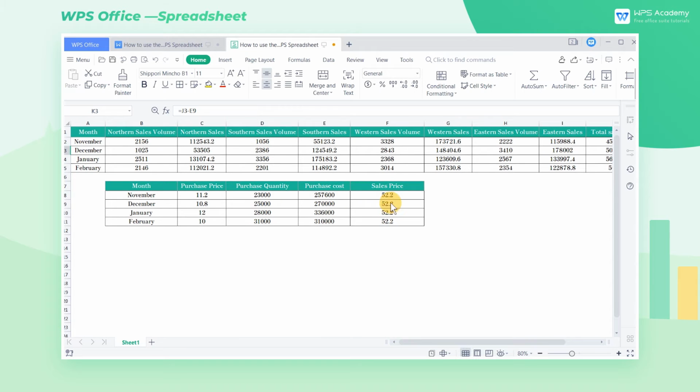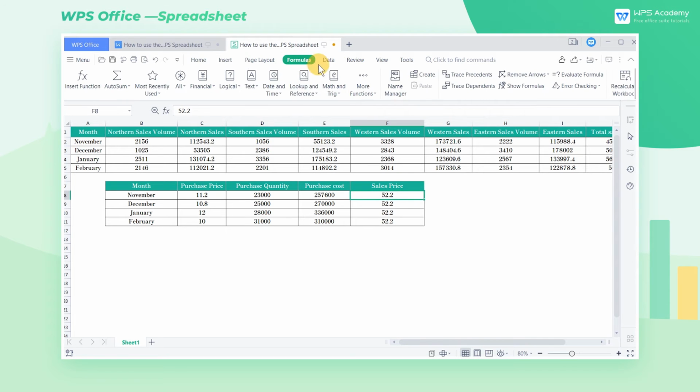If we want to check whether the total sales are correct, we can select the sales price in cell F8, head to the Formulas tab, and click the Trace Dependence button. Thus, arrows will appear in the table, indicating that the sales price in November is referenced by which cells of sales.